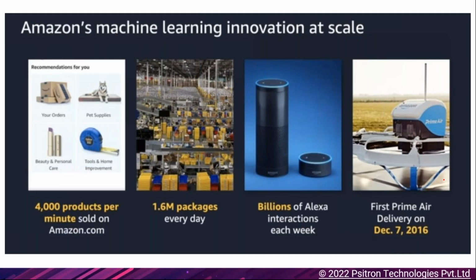Let us look at one good example, then we will jump into the live demo today. Amazon machine learning innovation at scale: a good example is Amazon itself. You can see that more than 4,000 products per minute are being processed and sold on Amazon, and more than 1.6 million packages are delivered each and every day. Such a high level of innovation is not possible without such a high level of technology. I'm talking about ML and AI. Billions of Amazon Alexa interactions happen each and every week, and think about what's happening right now in Prime Air delivery that is already in place today.